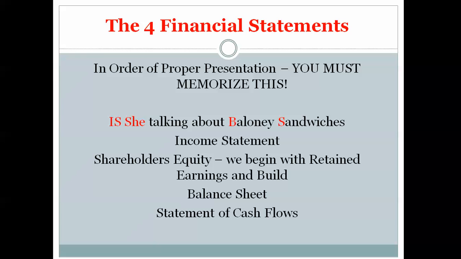So I use this to help me memorize the order, and I use a sentence: is she talking about bologna sandwiches, or is she talking about BS? So it says to me, is, income statement, we'll prepare that first. She, the shareholders' equity, we'll prepare that second, because we're going to take the net income from the income statement and use it in the shareholders' equity.